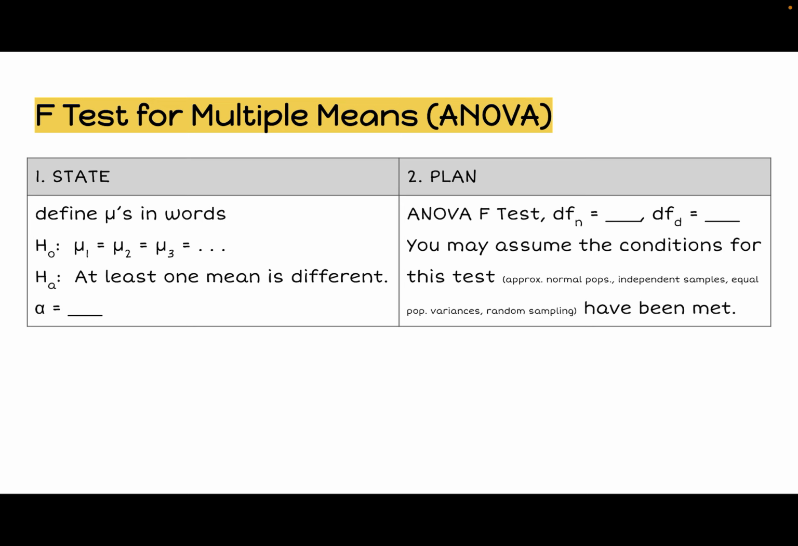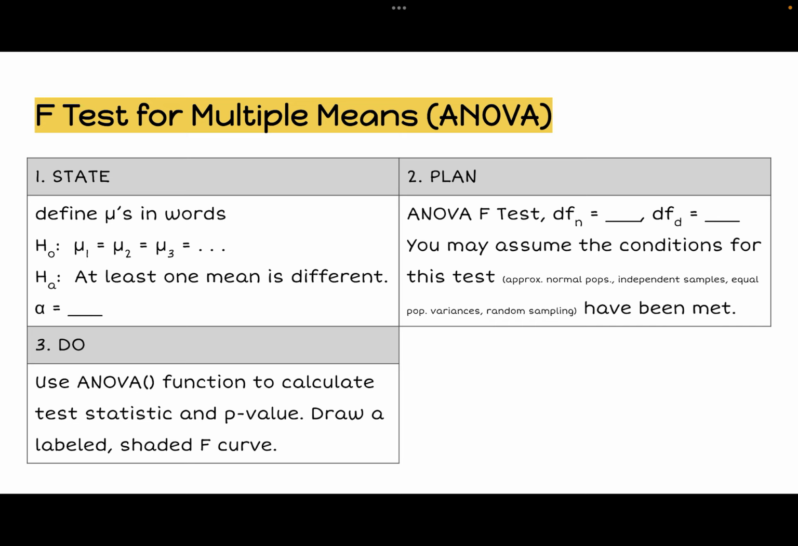We're assuming that all of the populations are approximately normal, that the samples we pulled are independent, that the population variances are approximately equal, and that we did random sampling for each of our samples. We don't have to do that for this class. If you are a practicing statistician, those are things you would need to ensure before you started your sampling. So for us, just that first line, ANOVA F-test, give me those degrees of freedom.